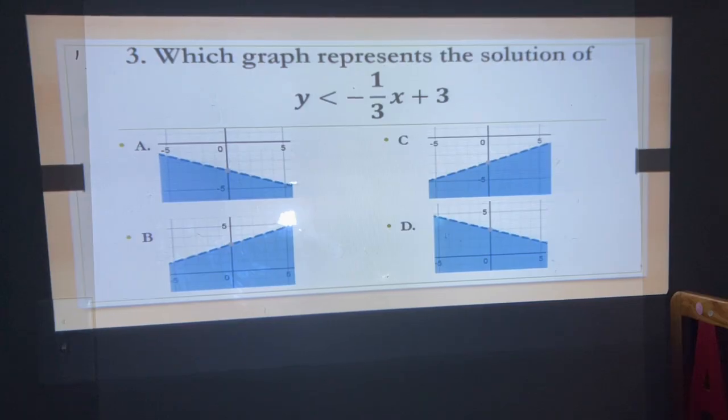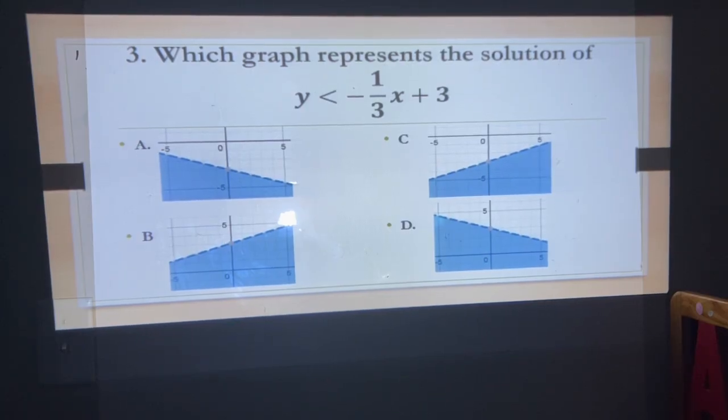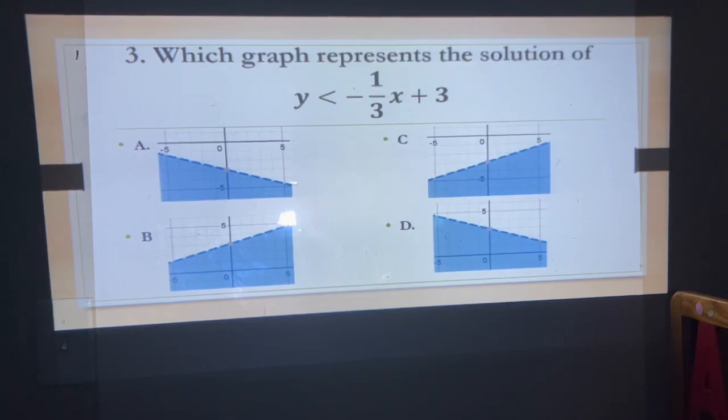I'd be super geeked if you all would put your answers in the comments. Take a minute and choose A, B, C, or D. Which one of those best represents the solution for y is less than negative 1/3 x plus 3? Give you a minute.